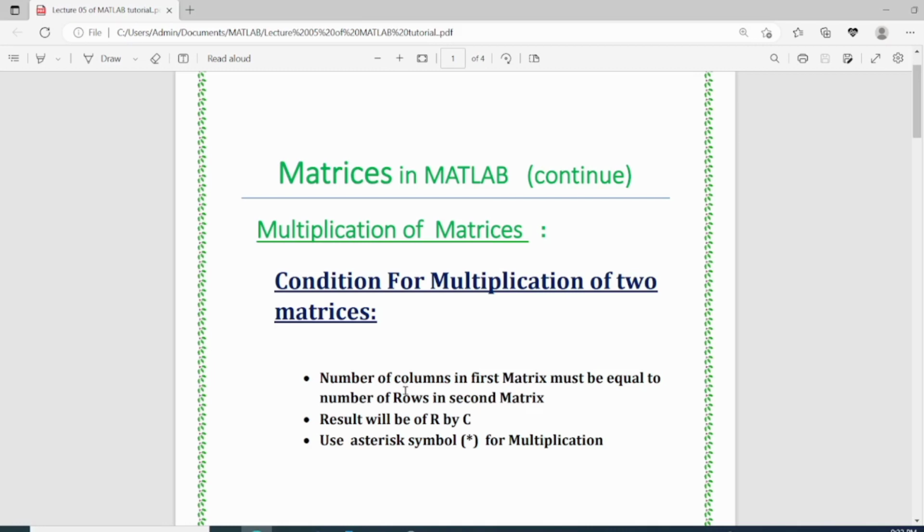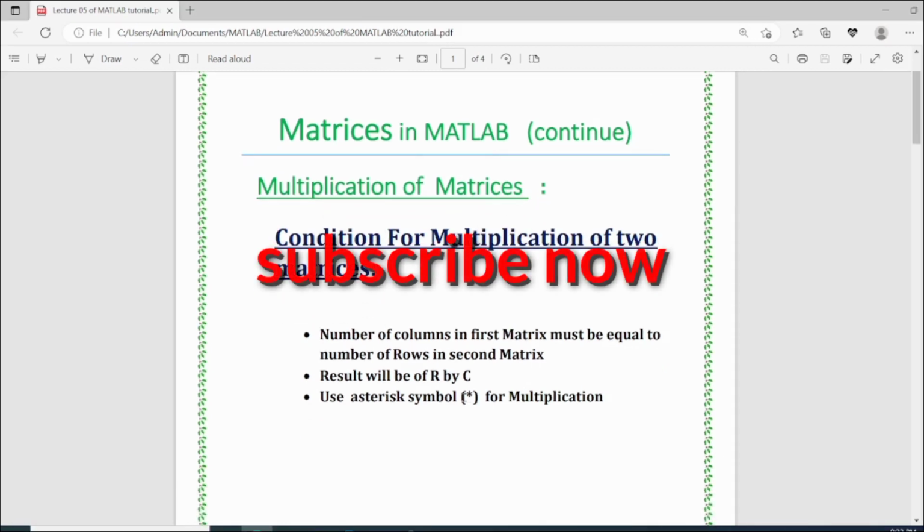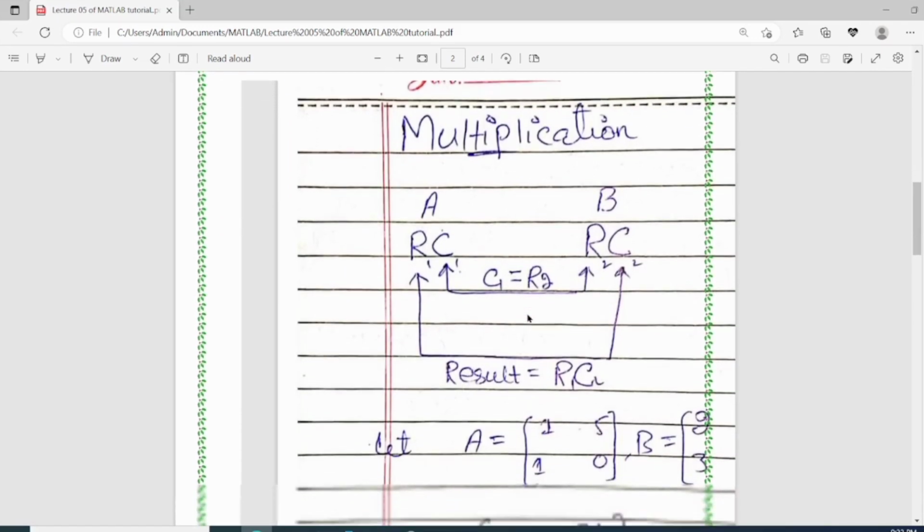So multiplication of matrices. What are the conditions for multiplication of two matrices? The number of columns in the first matrix must be equal to the number of rows in the second matrix. Here we are talking about the common and general multiplication method, which is row by columns. Use the asterisk symbol for multiplication. So this is the elaboration.